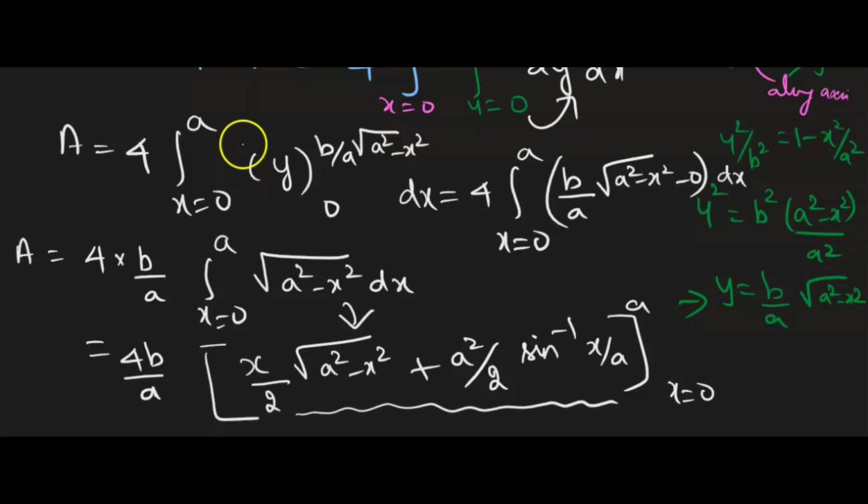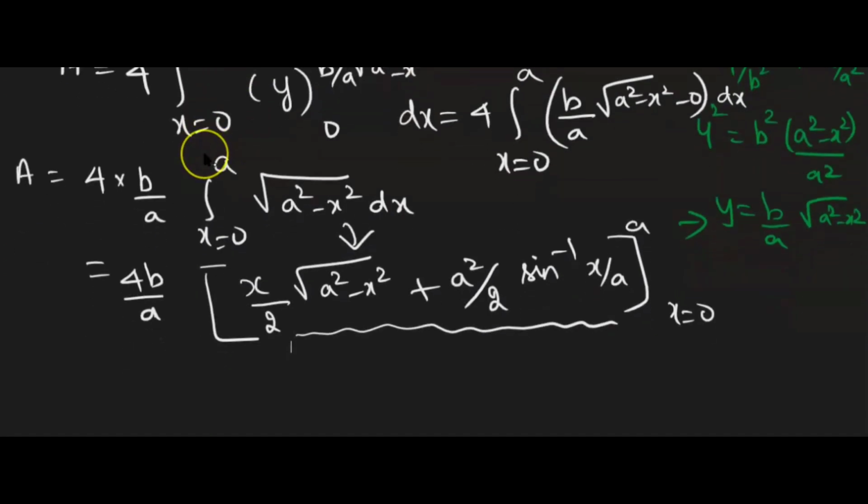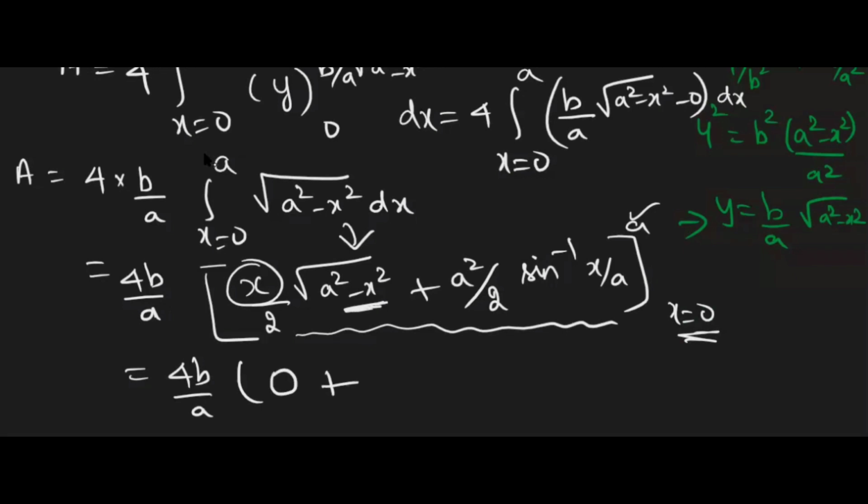So we can use it as a direct formula. Now applying the limits, of course 4b by a is a constant which is waiting outside, and if I put x as a, then a square minus a square will become 0. So the upper limit will become 0. If I put x as 0, this term is also 0. So because of this, both the upper limit and lower limit will become 0 for the first term.